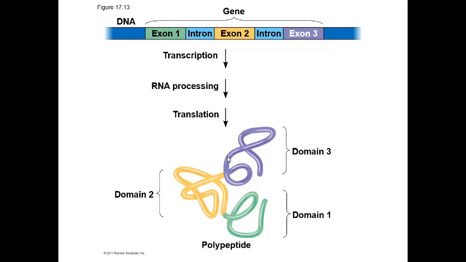Now if you're looking at that polypeptide, there are different regions, there are different domains. Here you see this polypeptide has 3 different domains, and each domain of the polypeptide is determined by the different exons. This concludes our video on transcription.